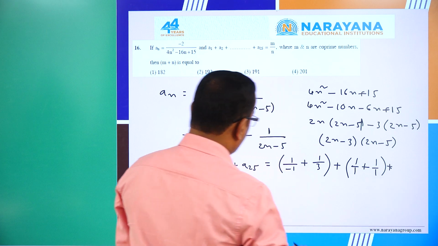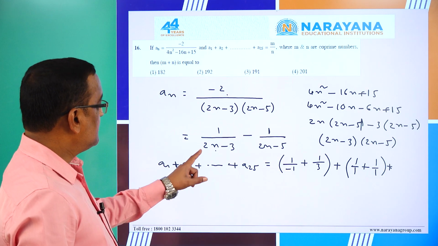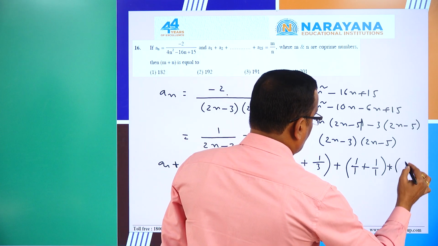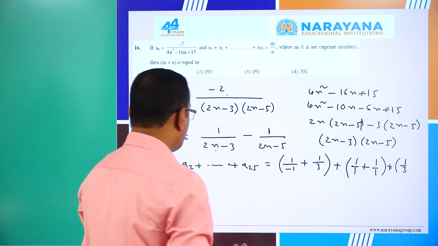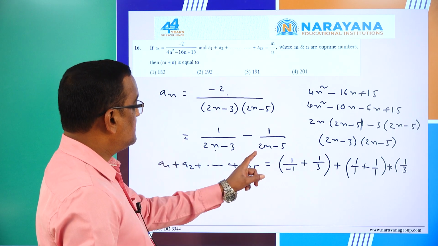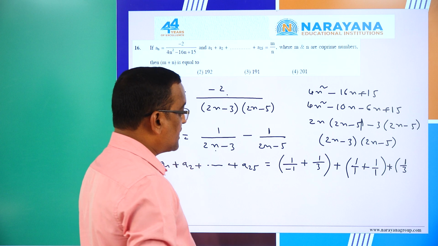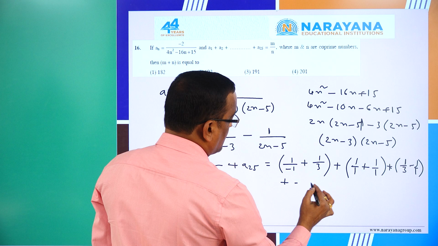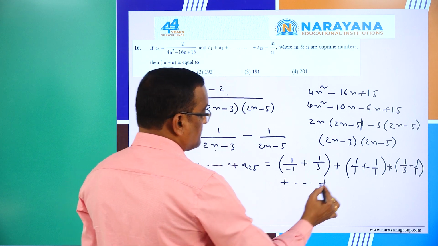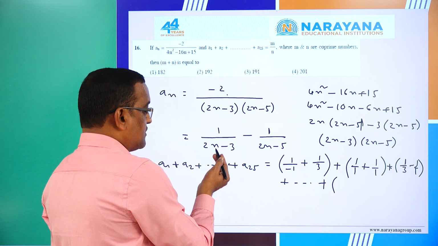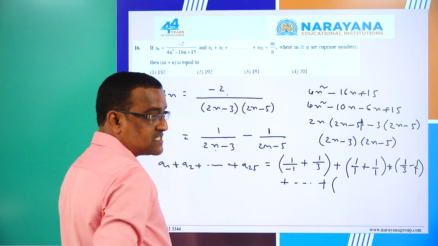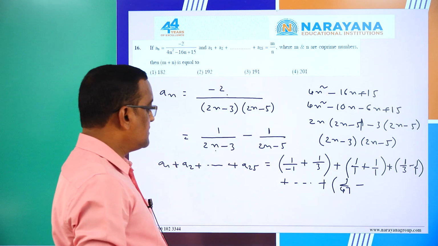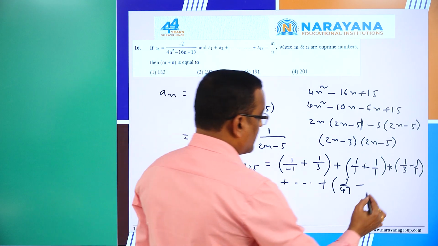Plus a3. Substituting n equal to 3, it is 1 by 6 minus 3, which is 1 by 3, minus 1 by 6 minus 5, which is 1, plus and so on. And coming to a25, 1 by 25 into 2, 50. 50 minus 3, 47, minus 1 by 50 minus 5, 45.